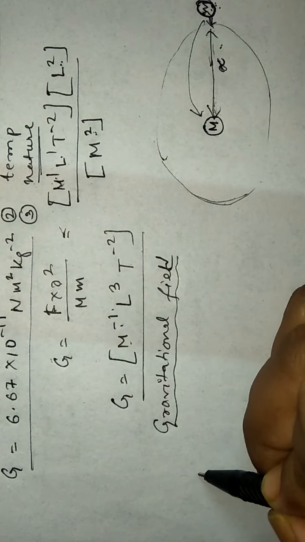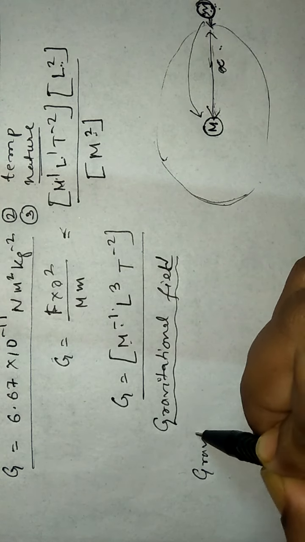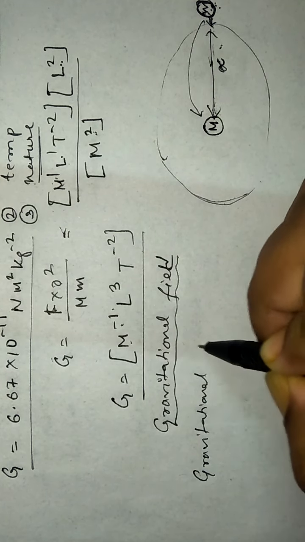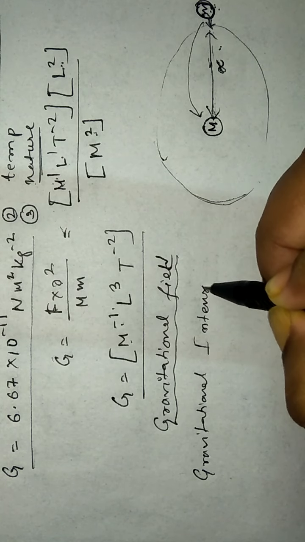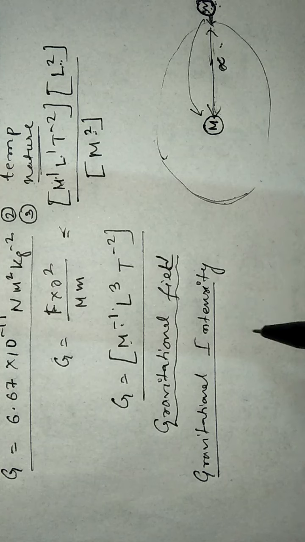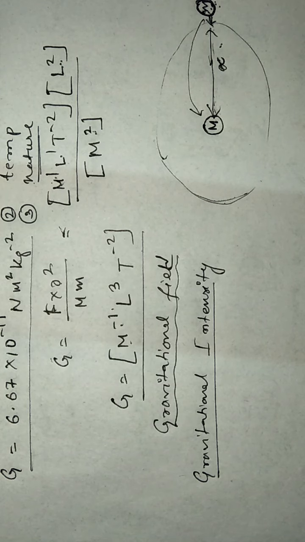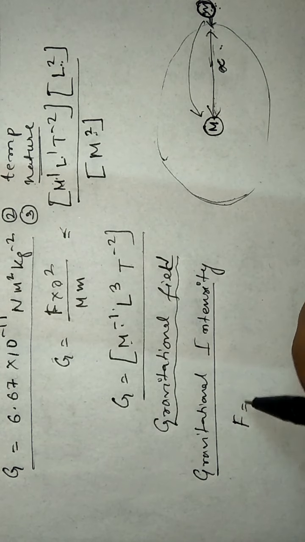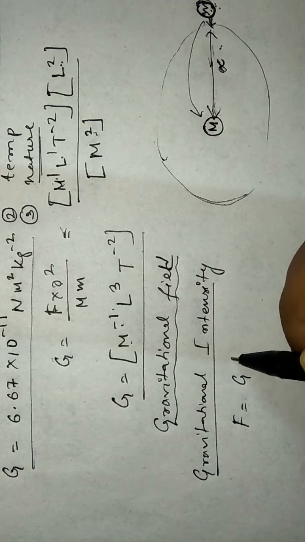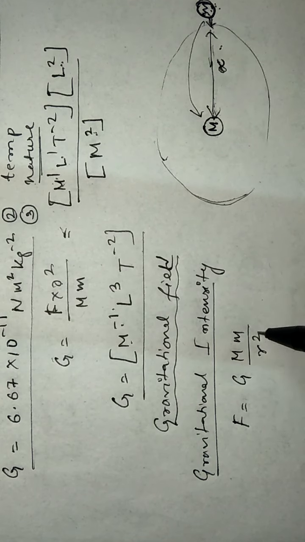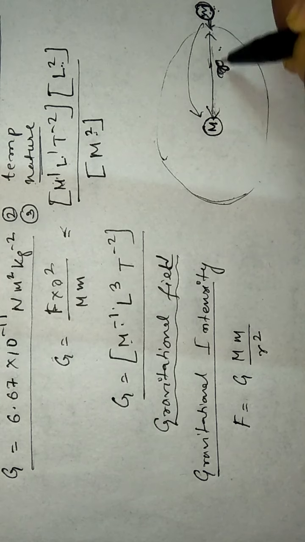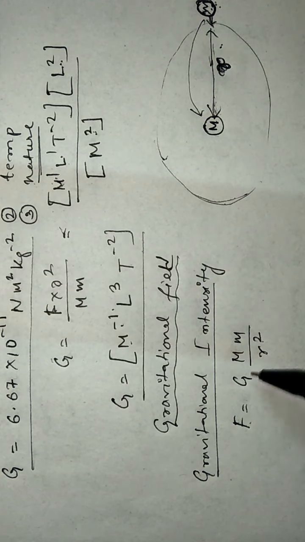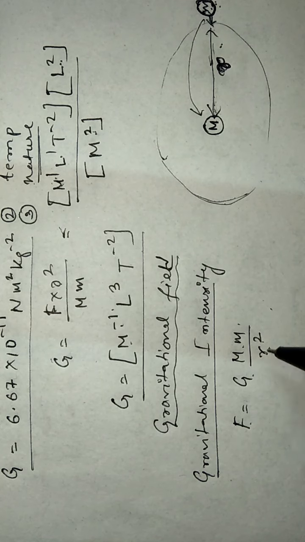Now let me explain what is called the gravitational intensity. Now, what is gravitational intensity? The word intensity means strength, or the strength of the field. Now, how to find out the strength of the field? We know the force of attraction between two bodies is equal to G, capital M, small m, divided by the square of the distance, say this distance is r. So F equals G, capital M, small m, divided by r squared.